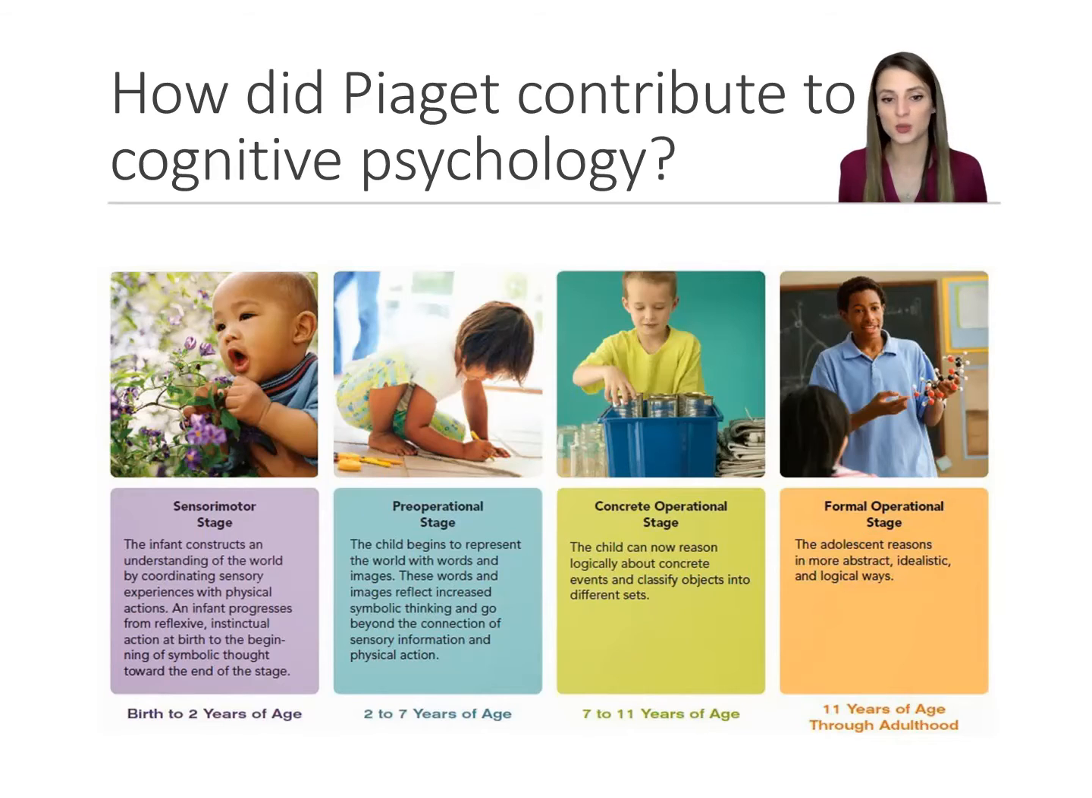In the next stage, which lasts from about 2 to 7 years of age, the pre-operational stage, children begin to represent their world with symbols, objects, names, words, descriptions. In the third stage, the concrete operational stage, which lasts from 7 to 11 or 12 years of age, children can think more logically about concrete objects.